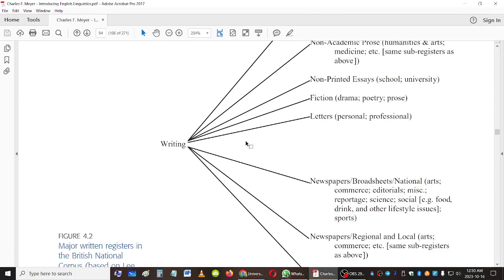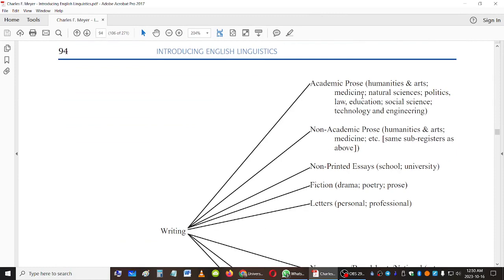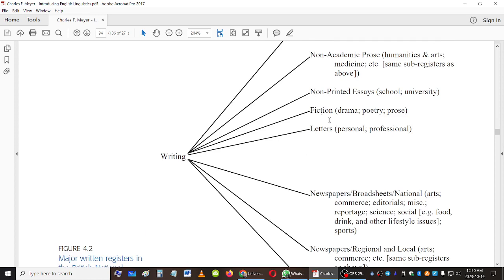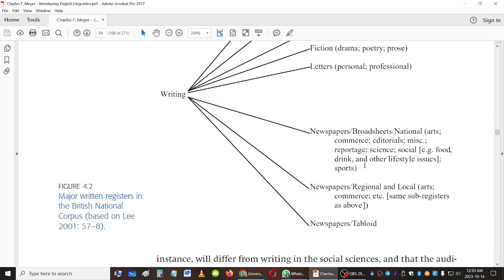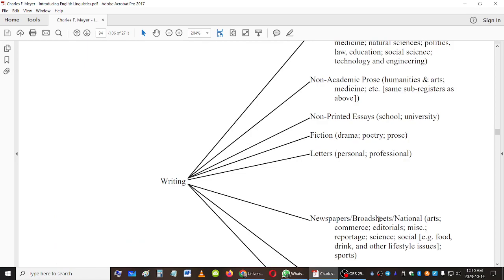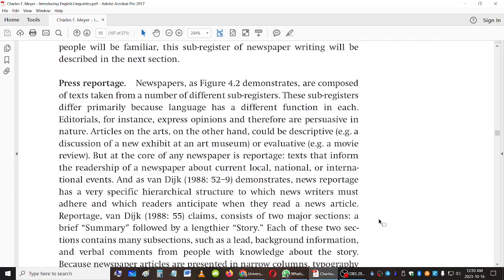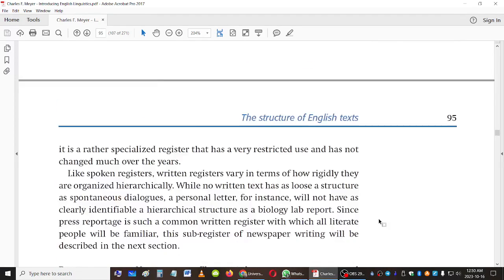About written registers, they mention the types of writing. Is it academic prose, non-academic prose? Is it a poem? Is it fiction, non-fiction, letters, newspaper broadsheets? Is it a tabloid, a regional or local newspaper? A tabloid even has a different shape and size for the paper. And yes, even the support, the type of paper, or the type of format for your screen will tell you something about the mode of how it is written, about this register, which will later indicate a different social function.